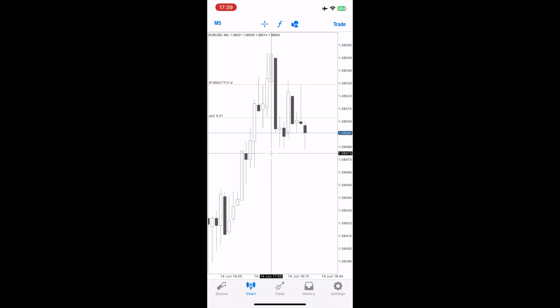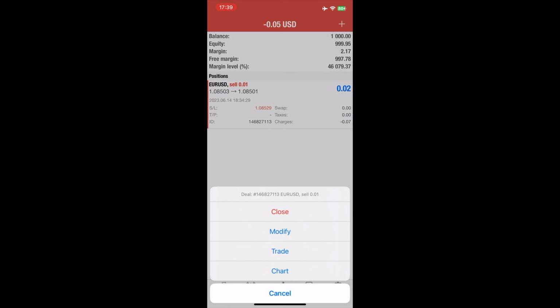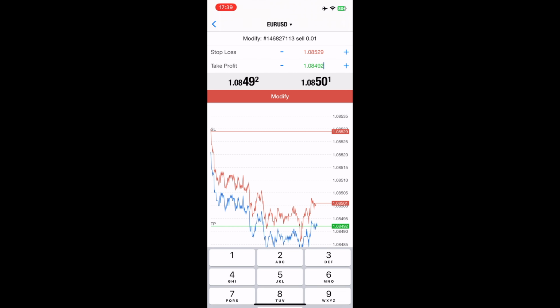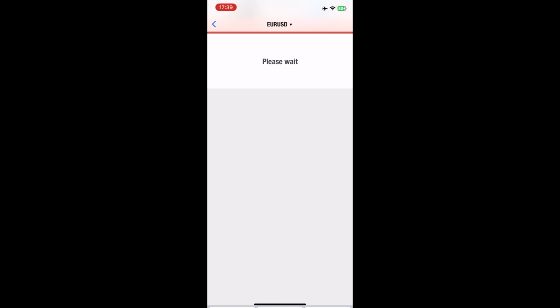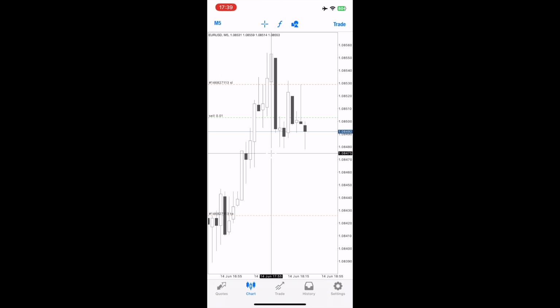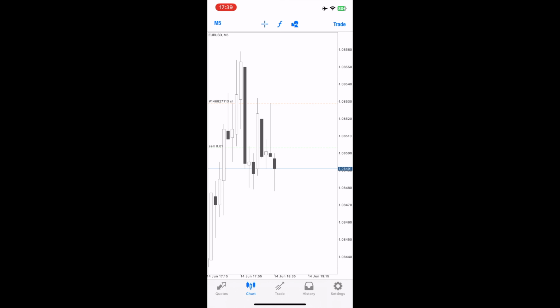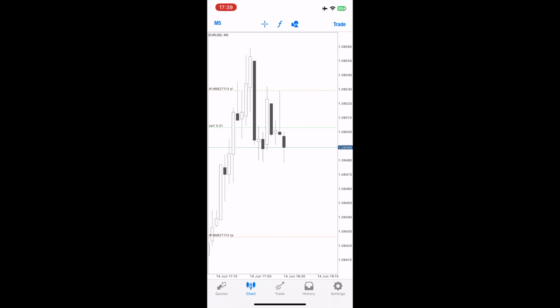So I can say, okay, if price keeps dropping, if price can come all the way down to 1.08426, the broker should close me there. I can come here again, modify, take profit, 1.08426, and I click on modify. When I come to the chart now, you can see, what do I have? I have a sell entry, I have a stop loss, and I have a take profit area. So if this continues to sell down to this line here, I'm going to make profit and the broker will close me and I have made some money out of the market.